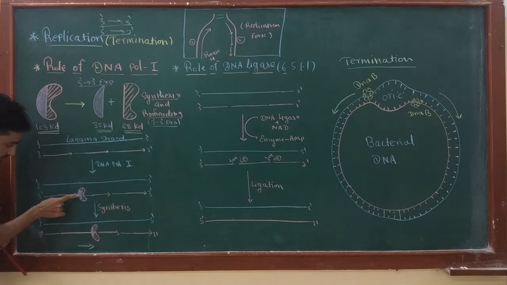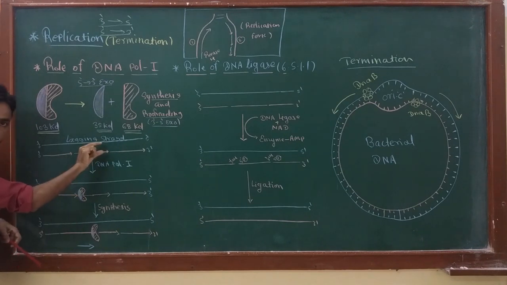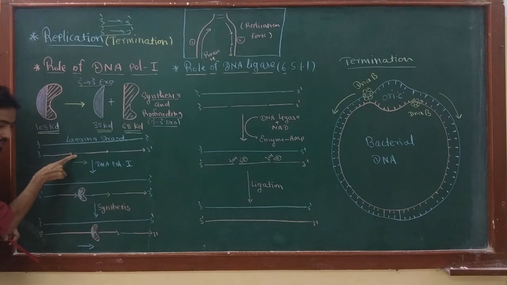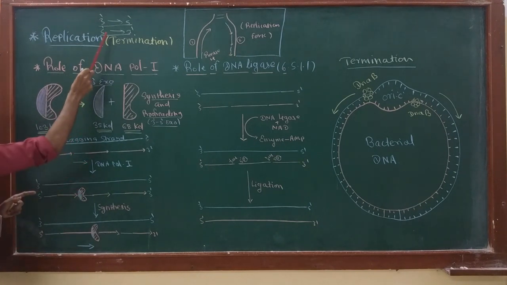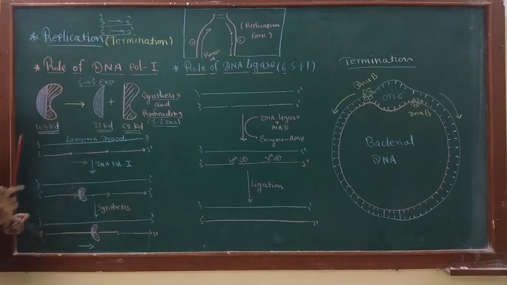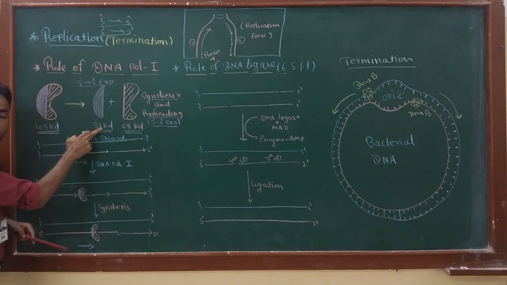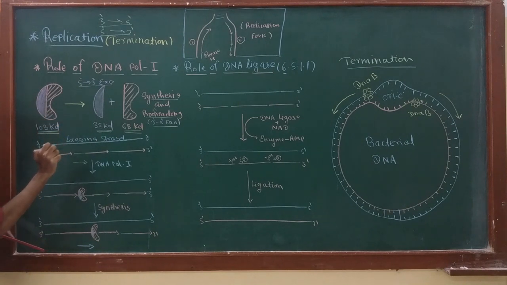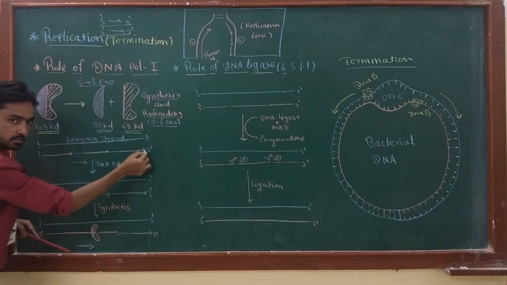Okay, then this enzyme moves in this direction, and it degrades the RNA primer by using its 5' to 3' exonuclease activity. That means DNA polymerase 1 removes the primer with the help of the 35 kilodalton subunit, which has 5' to 3' exonuclease activity. Here you can see this is the 5' end and the other is the 3' end.